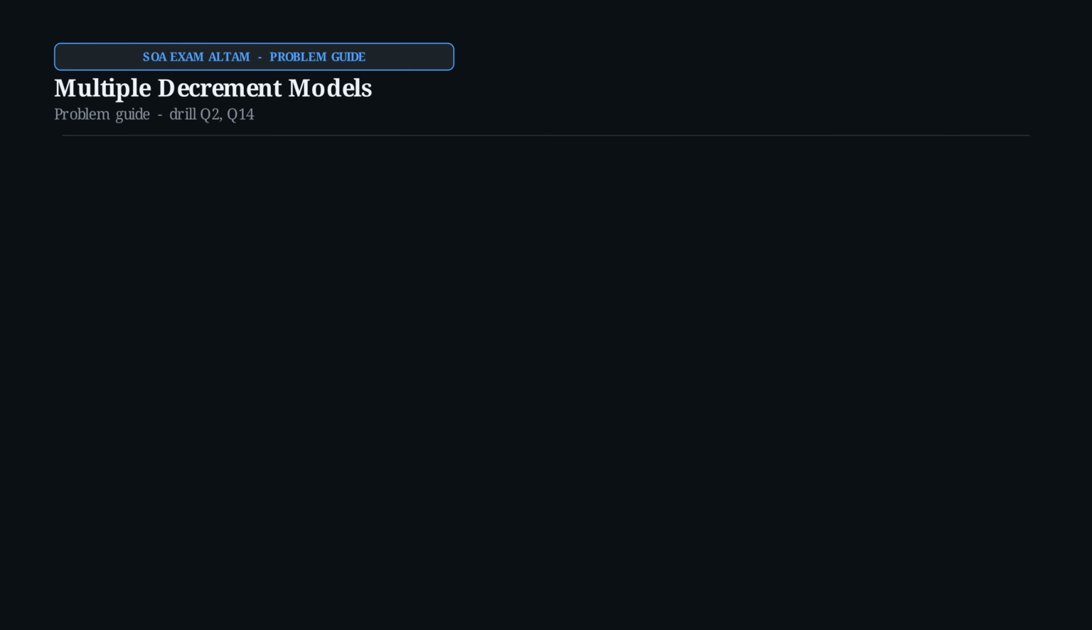This is a problem guide for multiple decrement models on SOA Exam ALTAM. Why they ask, what they expect, how you identify the vignette, the plan, the formulas, the tricks, and the intuition. Drill order: question 2, then question 14.